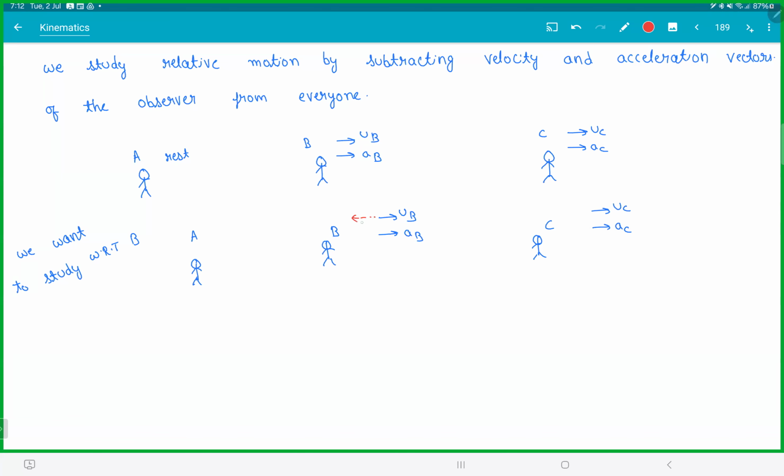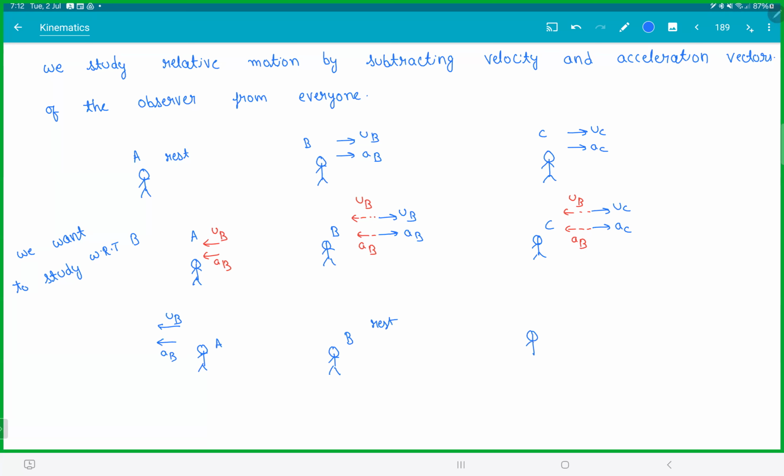We subtract B's velocity UB from everyone, including B himself. We subtract the acceleration of B from everyone, including B. And now if you see, B's velocity got cancelled, acceleration got cancelled. B will think, okay, I came to rest. I'm not moving anymore. But now B will think this person A is actually going backward with UB and going back with an acceleration AB.